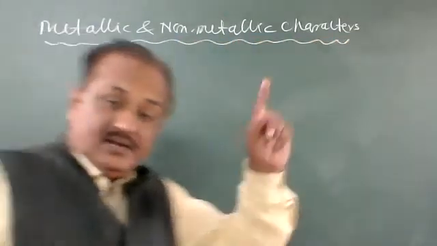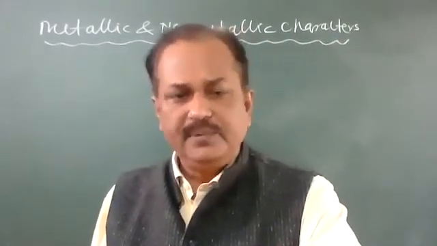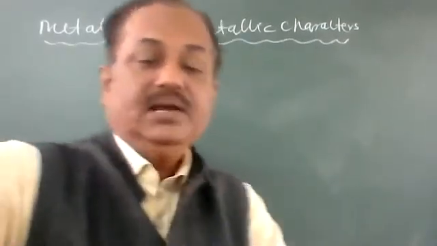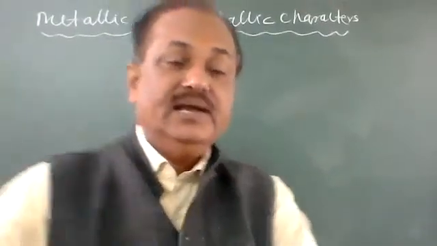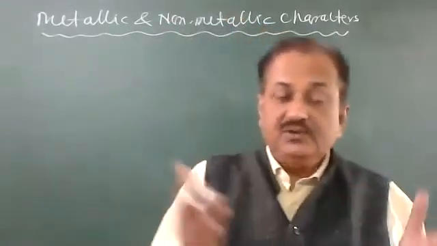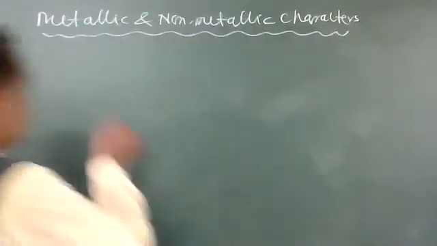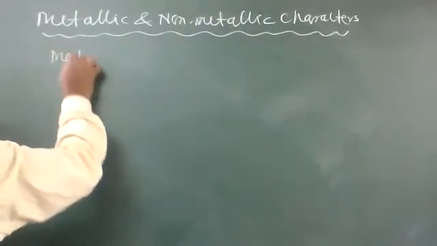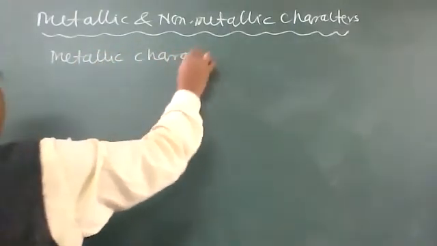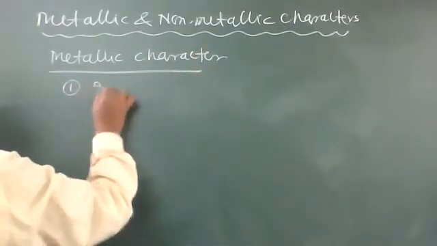On moving from top to bottom in a group, the atomic size increases. And why does it increase? Because a new shell is added and the electrons are loosely bonded by the nucleus. So first I am coming to metallic character. First, in groups.